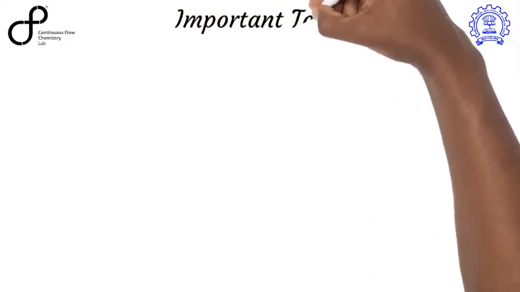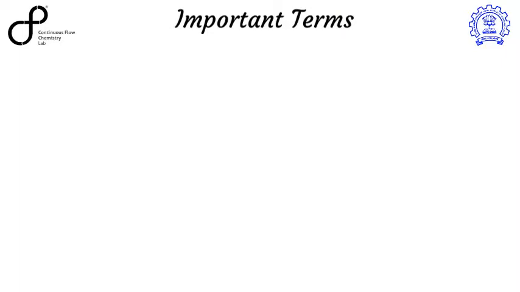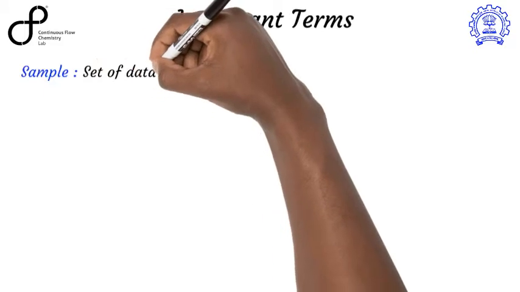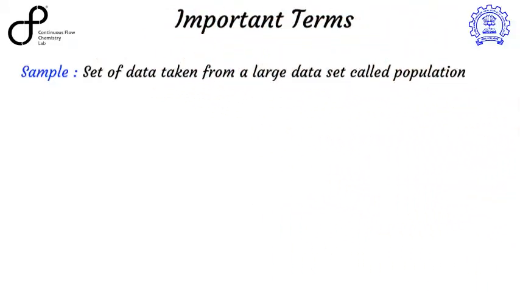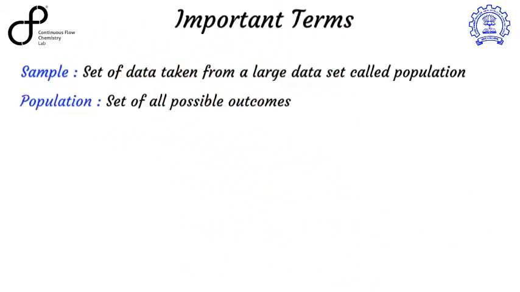Before we go any further, it is important to understand some important terms, which we will be using in this course. The first term is sample. A sample is a set of data, taken from a large data set, called population. This means, the population is the set of all possible outcomes, if the experiment is performed infinite, or large number of times.